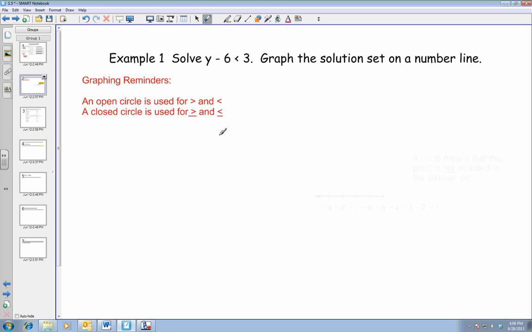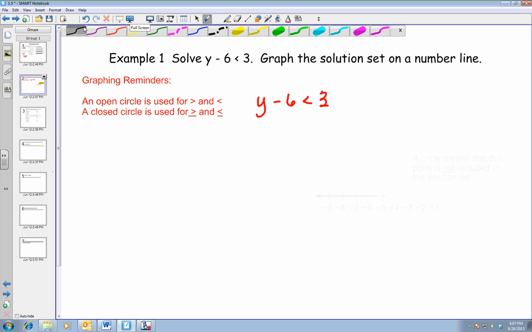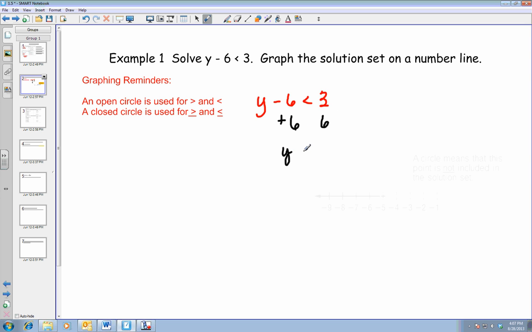All right, and I'm going to have some basic graphing rules that we're all going to follow. So first of all, y minus 6 is less than 3. We started off pretty simple. I want to isolate my y, so anything on the same side as my y I'm going to get rid of. So I'm going to add 6 to both sides. And we can do that because of that addition and subtraction property of inequalities. So I have y is less than 9.